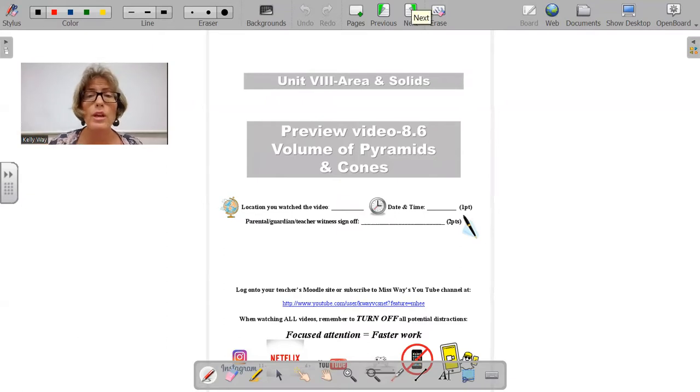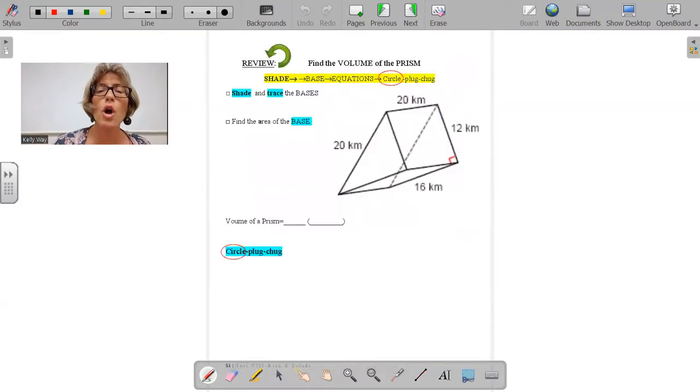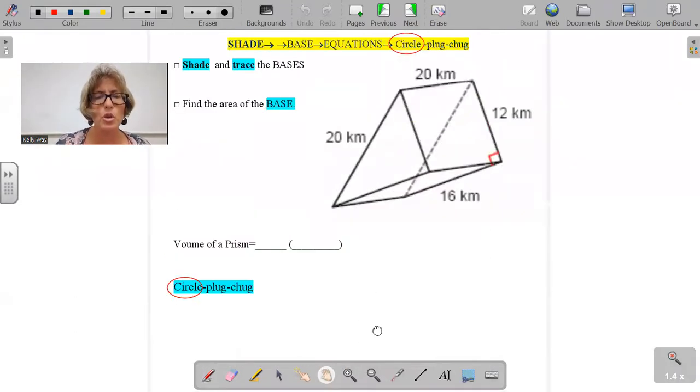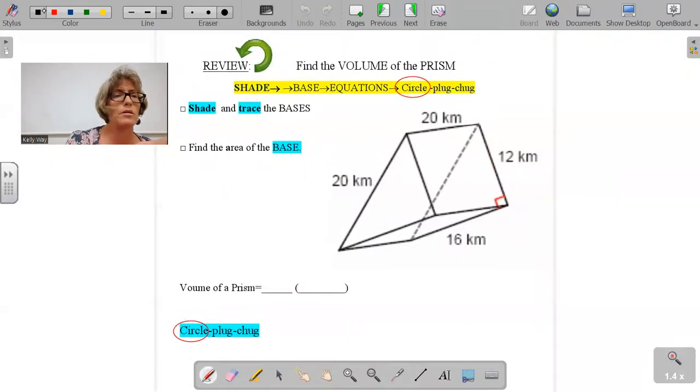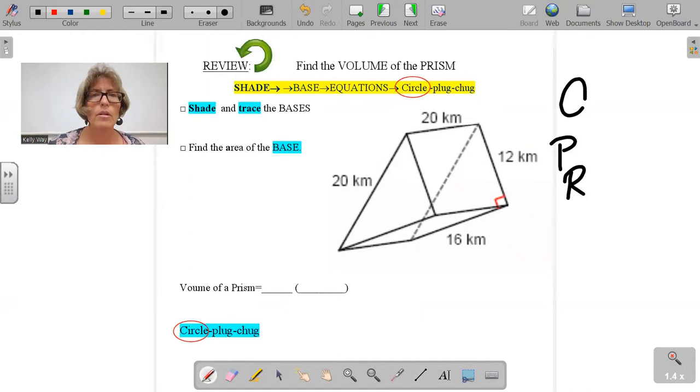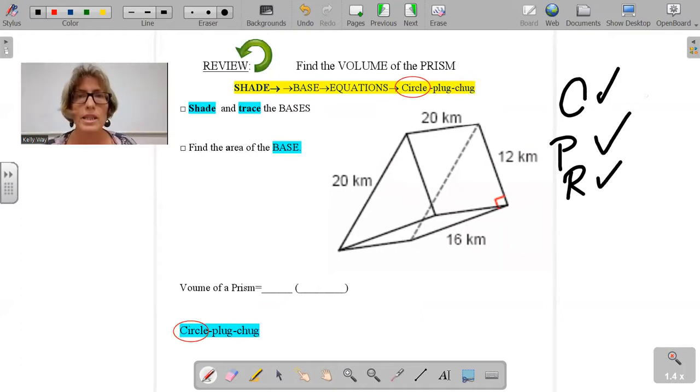So before we go on to pyramids and cones, let's recap prisms. Prisms: shade, base, equations, circle, plug, chug. Step number 1 in prisms is to identify your bases. And remember, CPR. Your bases, there's 2 of them. They are congruent, they're parallel to each other, and there's nothing but rectangles which connect them.